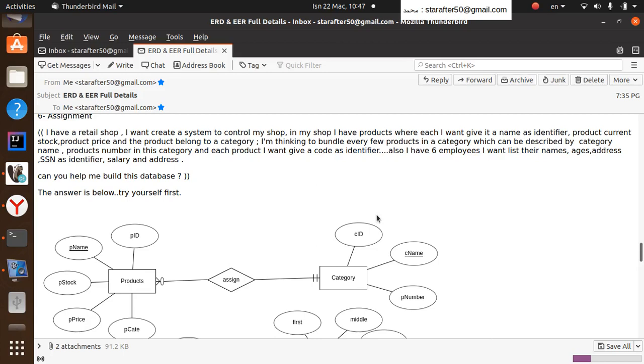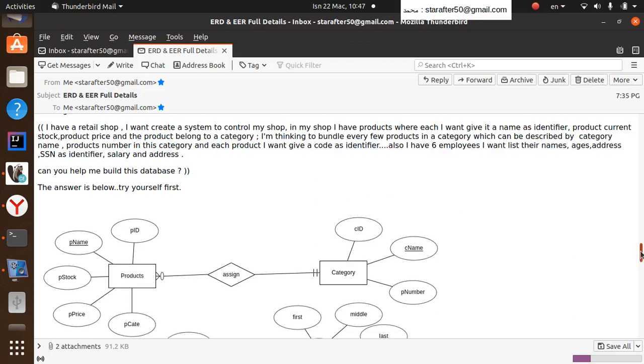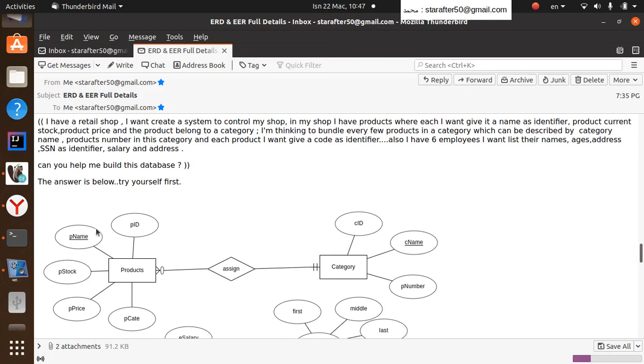While he's talking, you are with a pen and a paper, you are picking up these things. And then he said, I want to give a code as an identifier. And from these things, we will draw this ERD. Let's recap. He said, in my shop I have products. A product could be an entity. Now how do we know that?